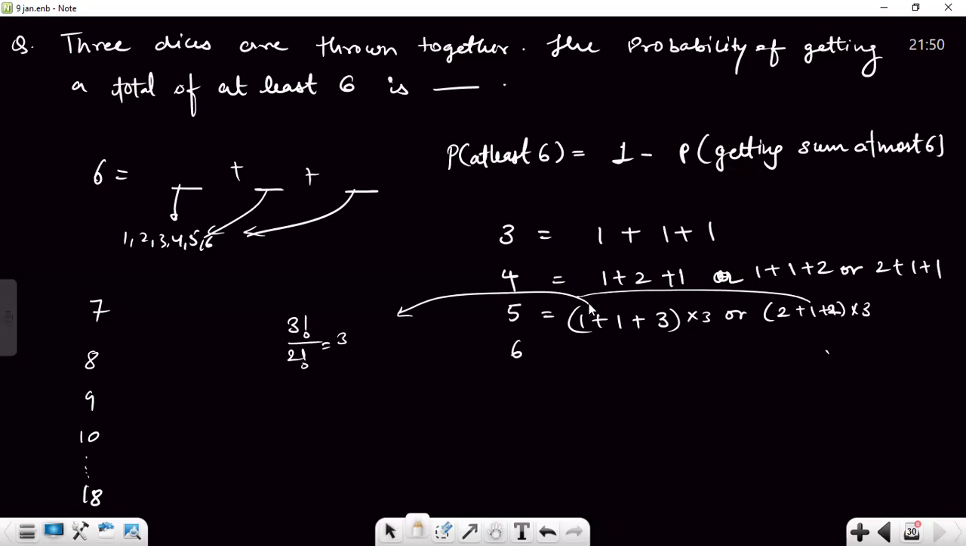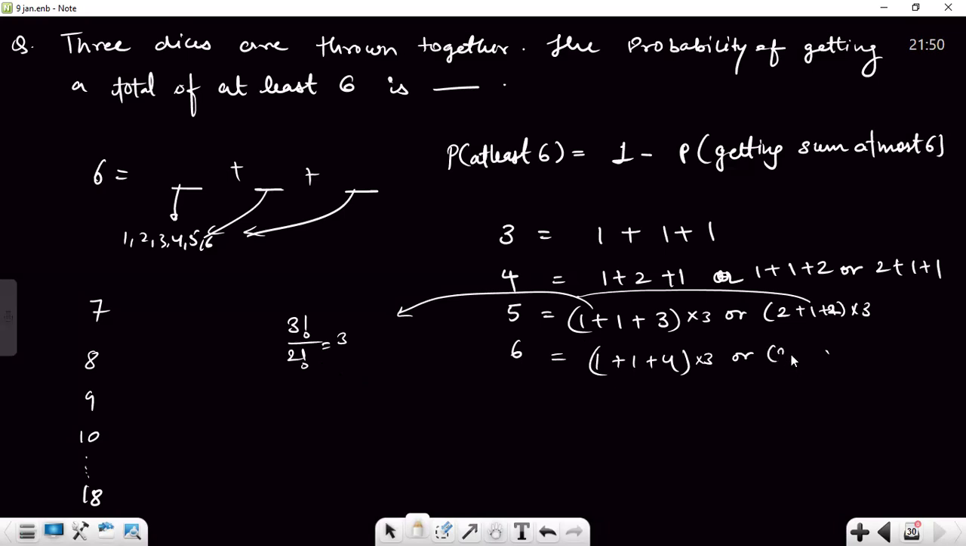5 can be made by 3 plus 1 plus 1. Yes, we have already considered that. 2 plus 1 plus 2, we have already considered it. No other 3 numbers can make 5. Okay, let's discuss 6. 1 plus 1 plus 4. It's 3 arrangements because of 3 places, 3 numbers, but 2 repetitions. It's 3 arrangements.